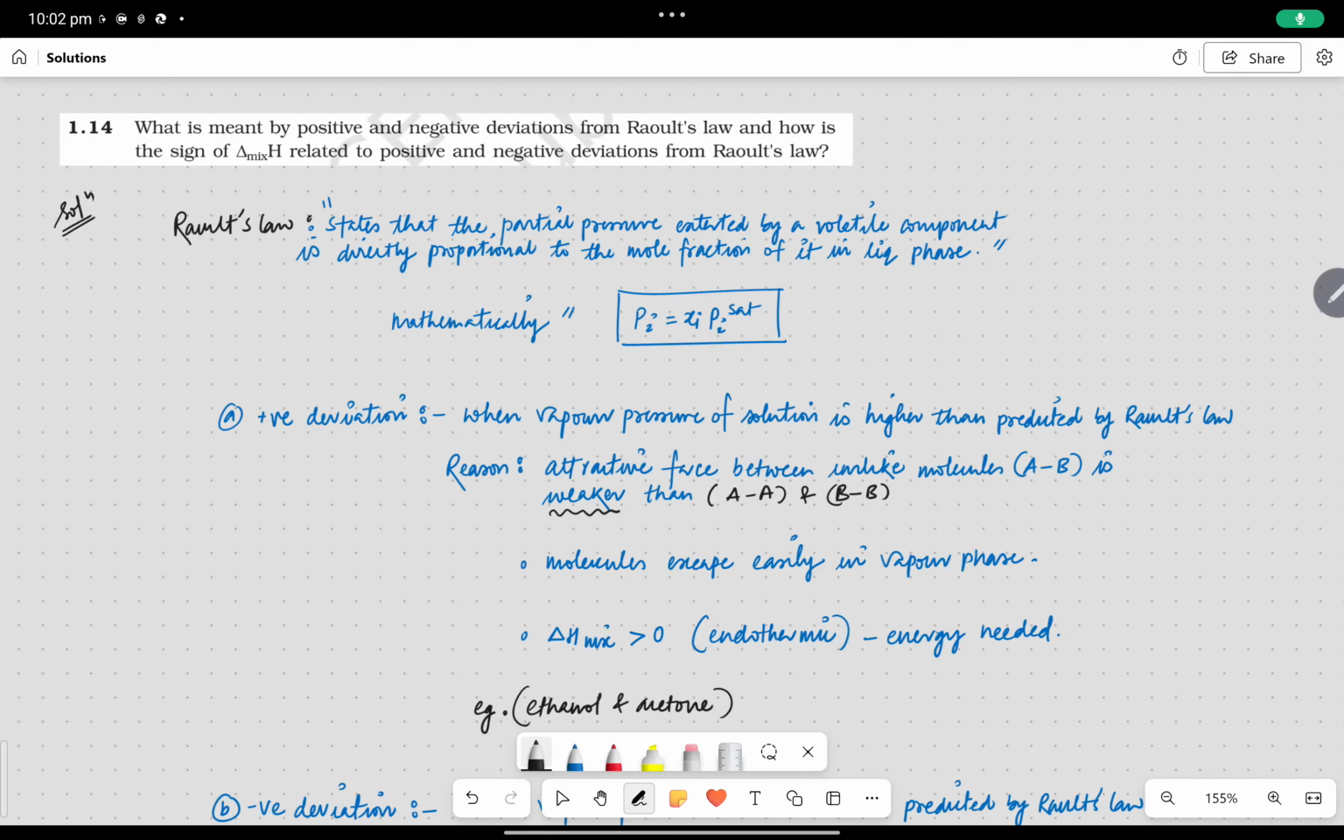So I have question number 1.14, and the question is: what is meant by positive deviation and negative deviation from Raoult's law, and how is the sign of delta H mix related to positive and negative deviation from Raoult's law? So first of all, let's see what Raoult's law is. Raoult's law states that the partial pressure exerted by a volatile component is directly proportional to its mole fraction in the liquid phase.